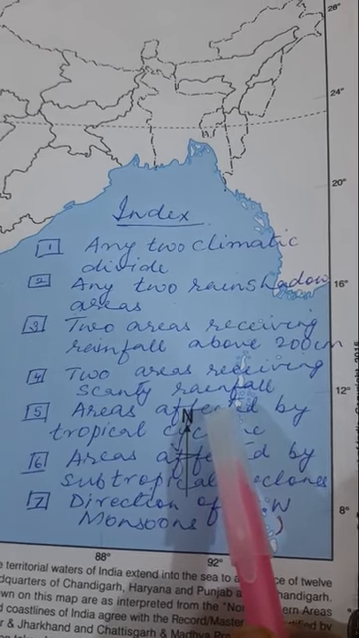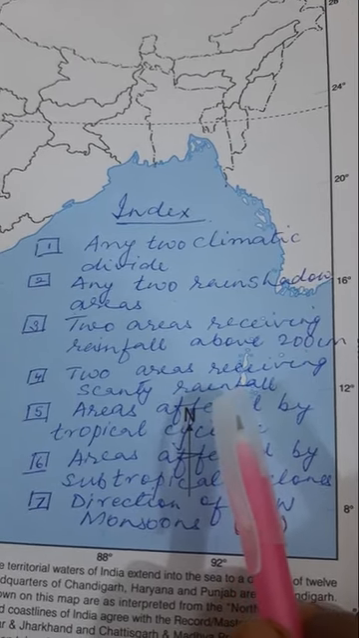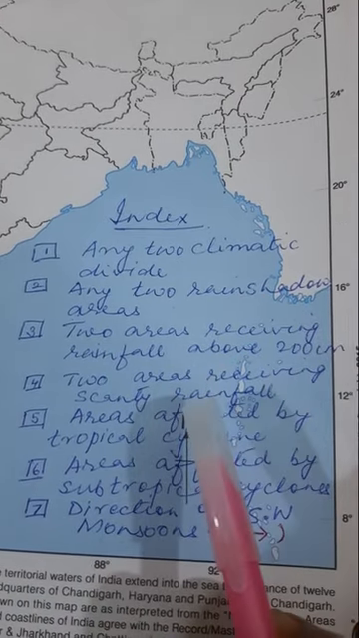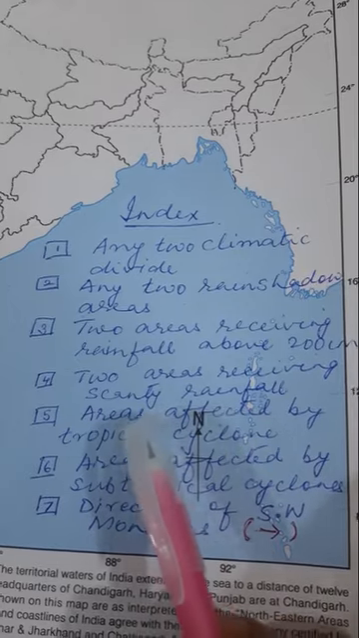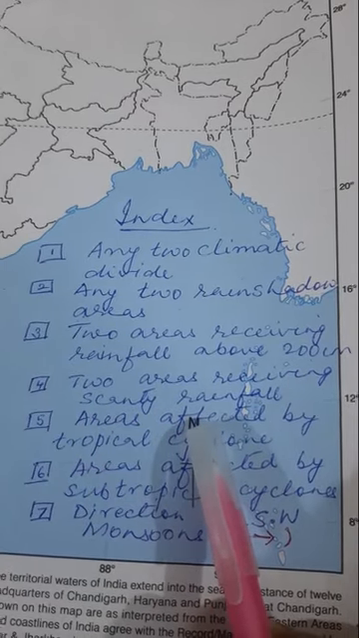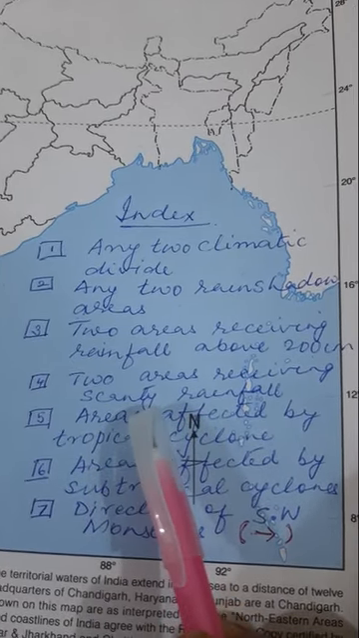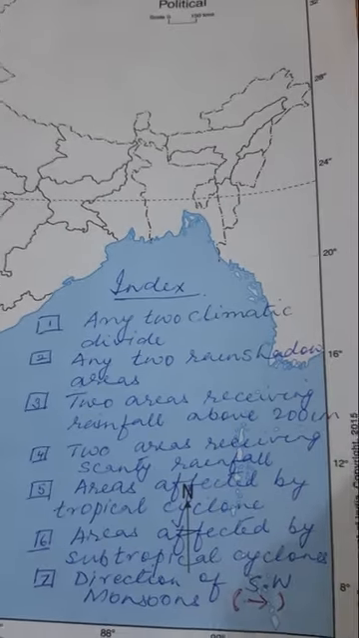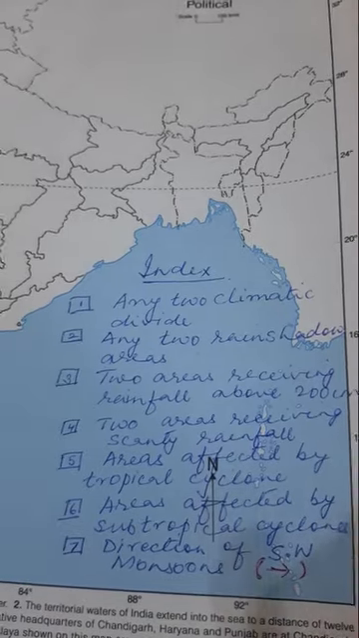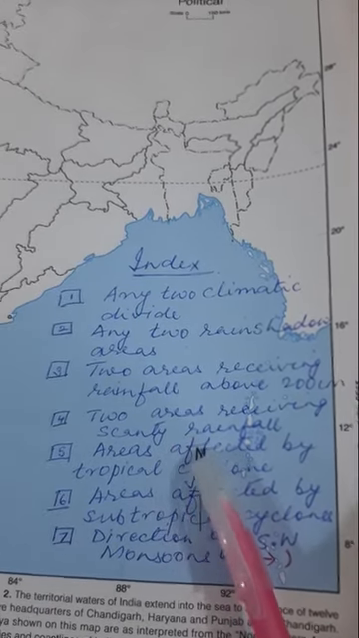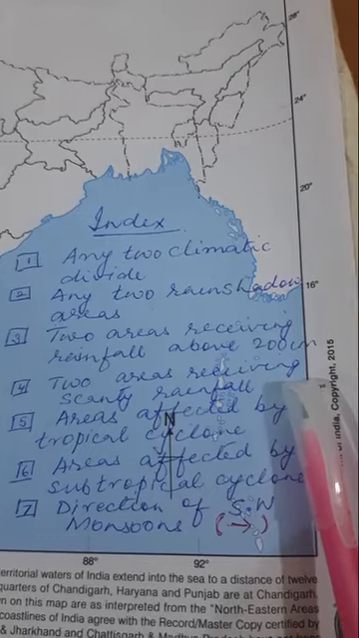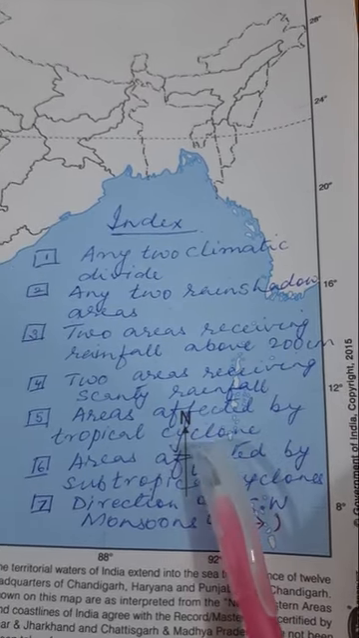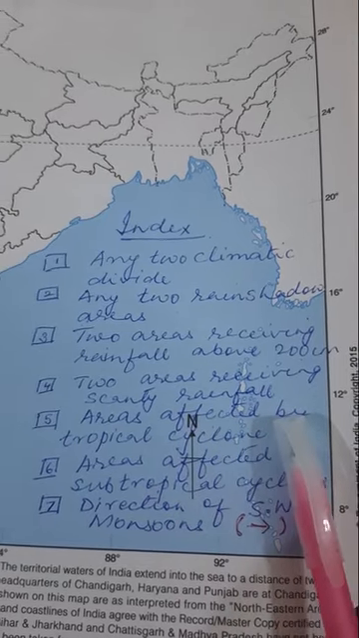Scanty rainfall generally occurs in the areas which lie in the rain shadow. So the back side of the mountains receives scanty rainfall, or there are some areas which are receiving snowfall like Leh and Ladakh, but they are not receiving rainfall, so they lie in the scanty rainfall areas. So the cold desert areas or the hot desert areas both can come under the scanty rainfall zone.